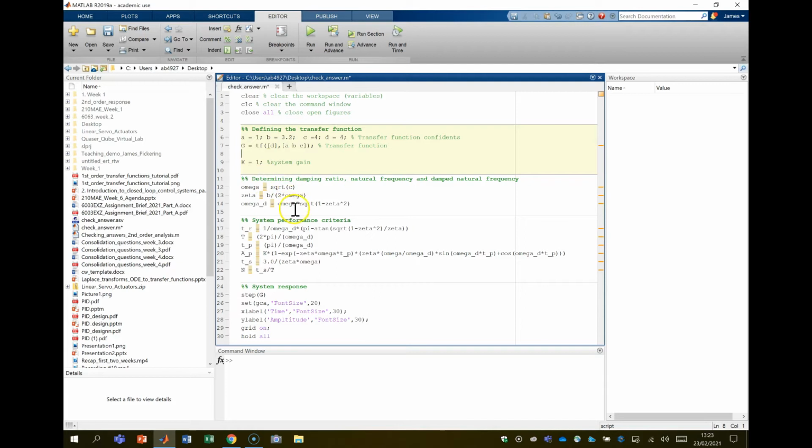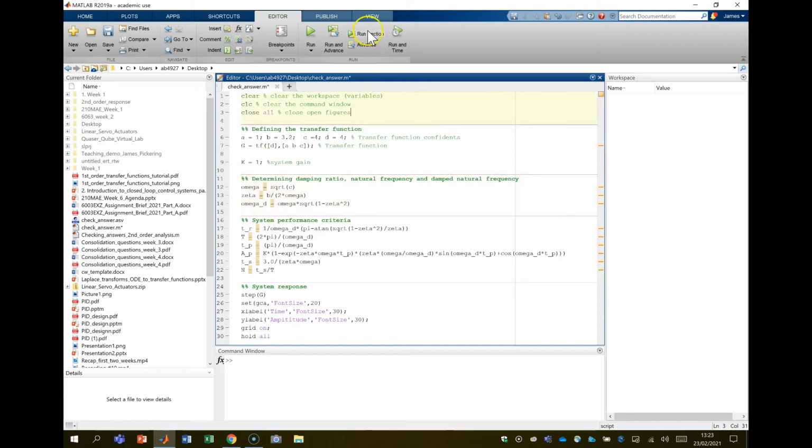But as we did in the hand calculations, the first step is to determine the properties, in terms of omega, zeta, and omega d. So natural frequency, damping ratio, and the damped frequency. Natural frequency is effectively the square root of C, if you remember. So square root of C will give us our natural frequency. Damping ratio is just B divided by 2 multiplied by omega. So again, if you look at the hand calculation, you'll see why that's the case. And then the damped frequency is just the equation that you saw when we did the hand calculation.